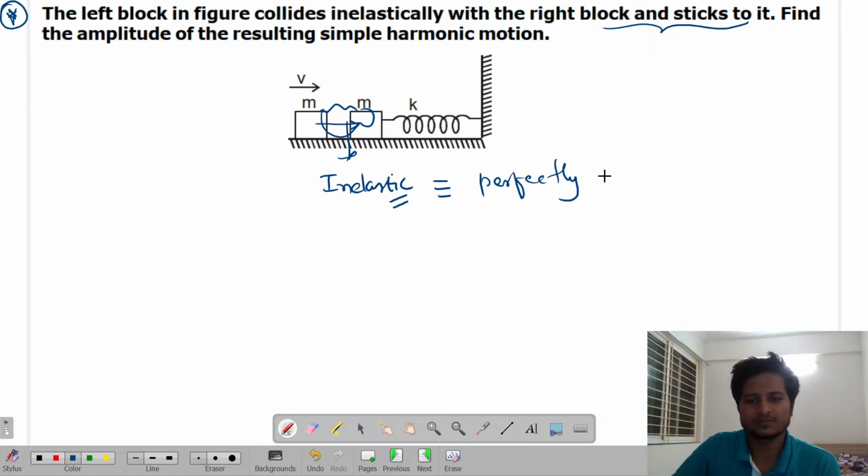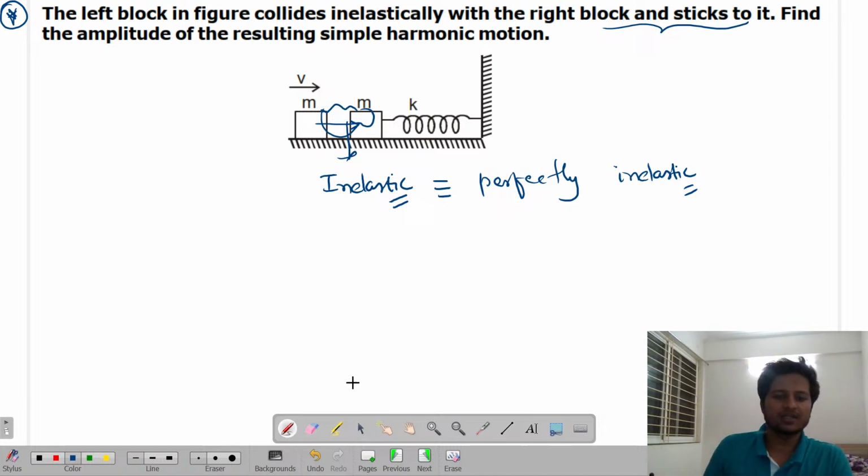Which kind of collision? Is that clear or not? So this is my perfectly inelastic collision. The block collides and sticks to it. The question is find the amplitude of the resulting simple harmonic motion. Is that clear or not?